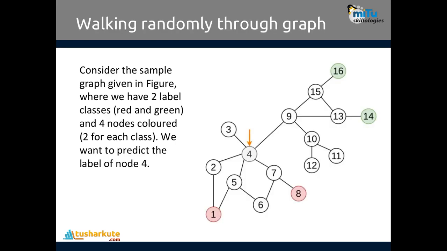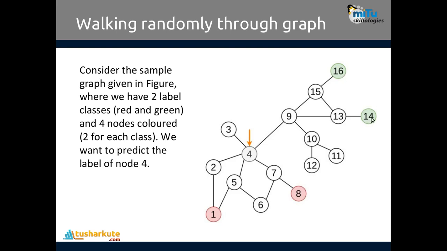So let's walk through randomly through the graphs. Take an example given in the figure, where we have two labels, classes red and green, and we want to predict the label for 4. Check it out. For example, one snapshot of this graph is connected here. The numbers are shown 16 and 14.